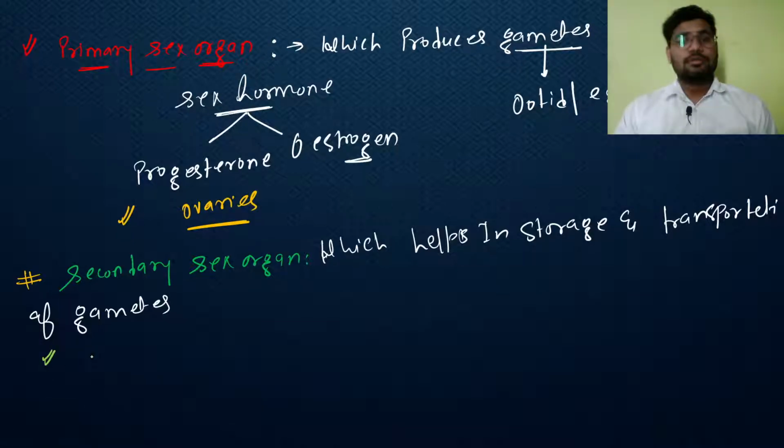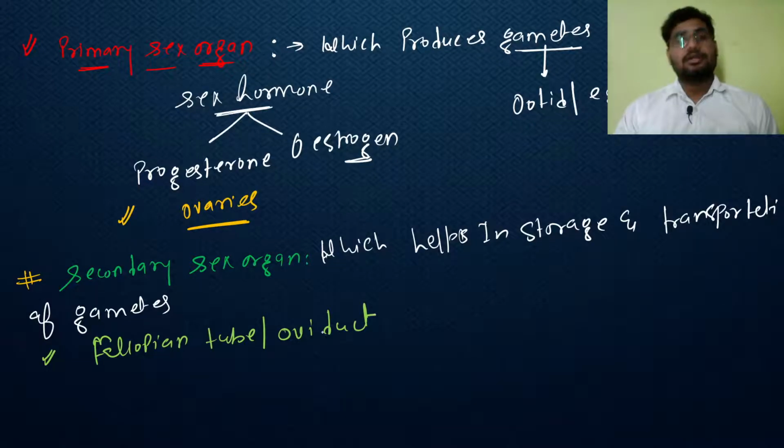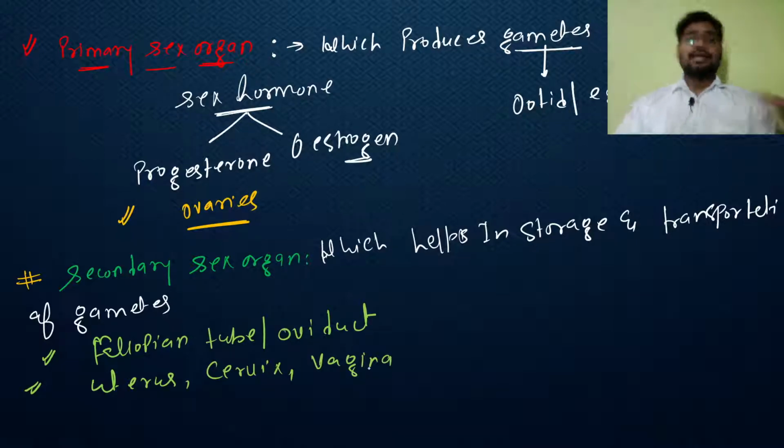So we'll talk about fallopian tube, that is also called as oviduct. Then we have uterus, cervix, vagina, and there are accessory glands as well. So in case of female there are two accessory glands. One is called bulbovestibular, that is Bartholin gland, and mammary gland. So हम इनके structures देखेंगे, इनके functions देखेंगे. So these are primary and secondary sex organs in case of female.